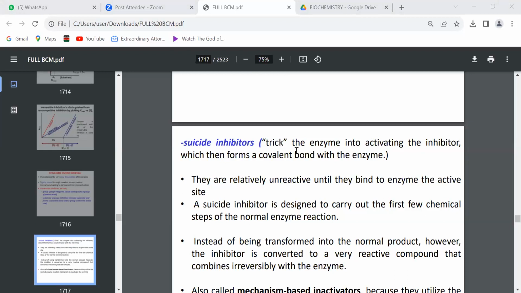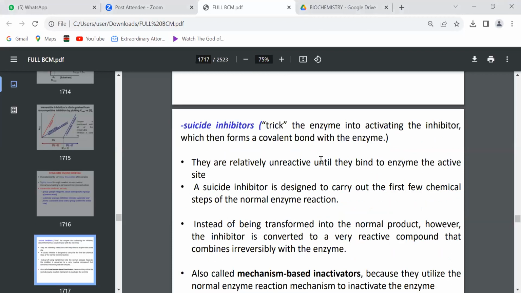So suicide inhibitors are just a type of irreversible inhibitors.